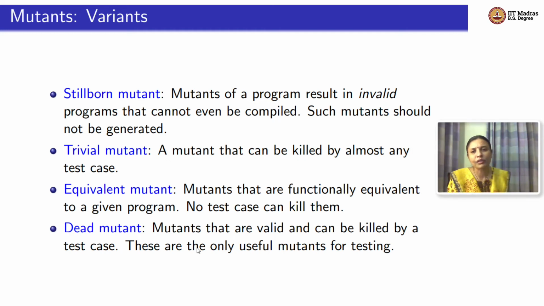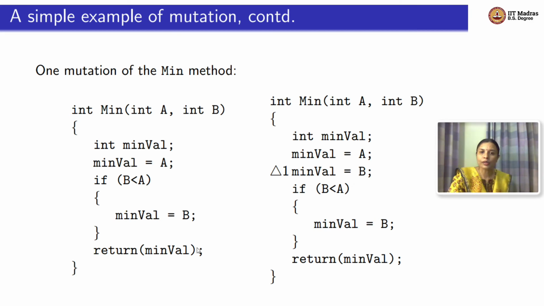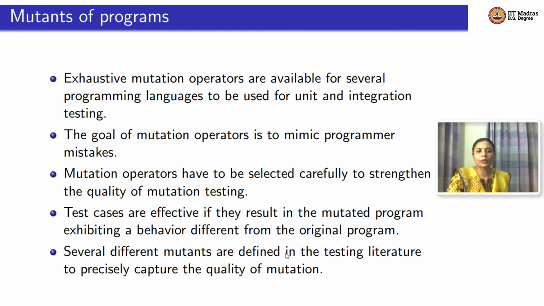That is, they cannot even be compiled. So we typically don't generate such mutants. A mutant is called a trivial mutant if it can be killed by almost any test case. For example, we saw the first mutant for this min. Any decent test case will distinguish this ground string from the mutant. So this is an example of what we call a trivial mutant.